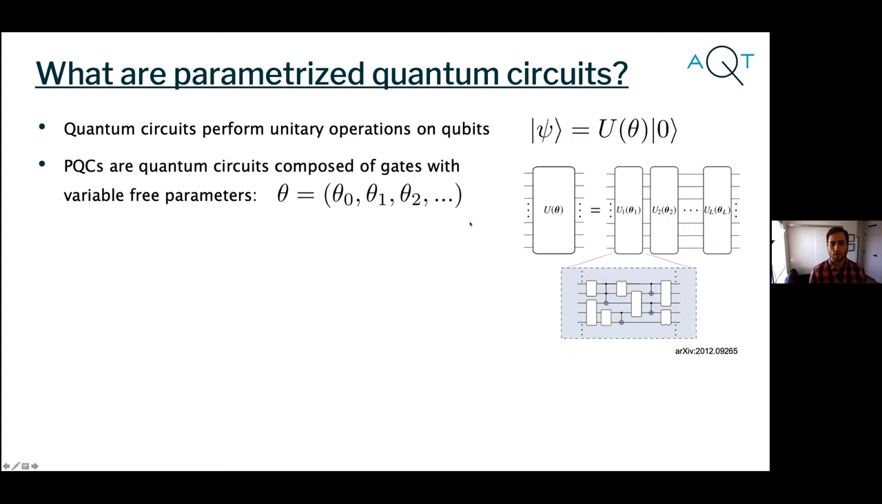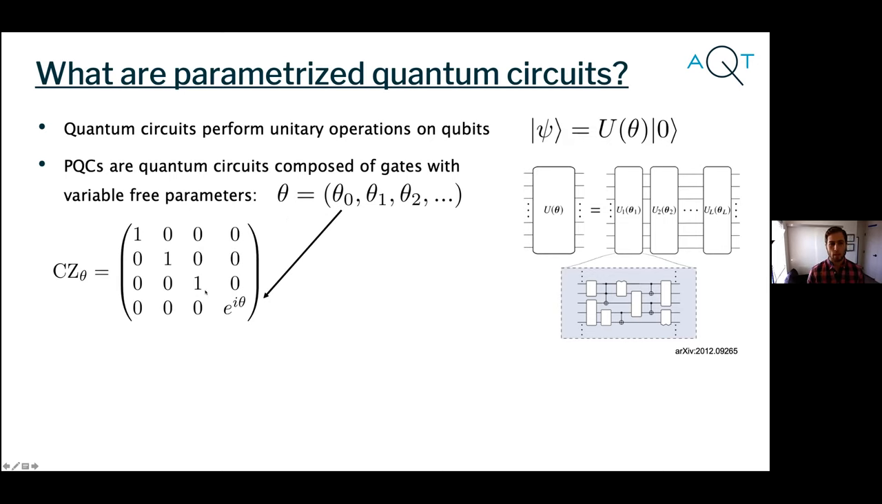In any case, this list of variable-free parameters can come from a variety of sources. It can come, for example, from the phase implied by a continuously parametrized C phase gate, or it can come from any of the free parameters in the U3 decomposition of a single qubit gate. So it could come from the rotation angle or one of the phase parameters in this gate.